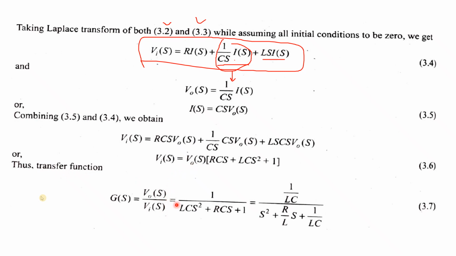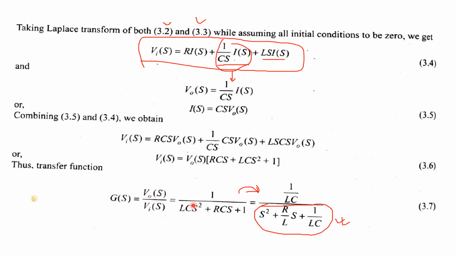Thus the transfer function will be V0S by VIS. So V0S by VIS is 1 by the entire thing, LCS square plus RCS plus 1. Now we will not keep this equation in this form; we will transform it. We will write it in the form S square plus some constant into S plus a constant. We will always write it in this form, which is why we have rewritten this equation in this particular form.